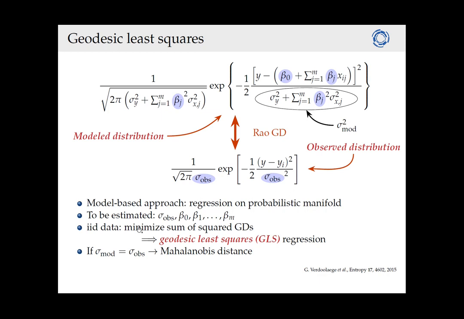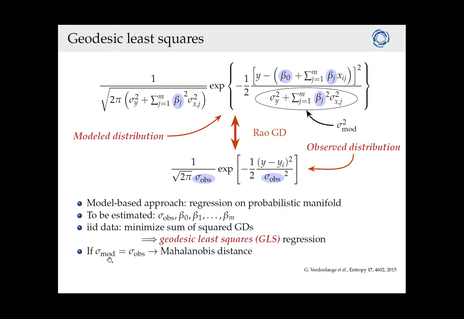If we then have a number of data points and they are assumed to be IID, we can minimize the sum of square geodesic distances between modeled and observed distributions, and this is then what is called geodesic least squares regression, GLS. Again, it is the equivalent in a probabilistic space of ordinary least squares in a Euclidean space.